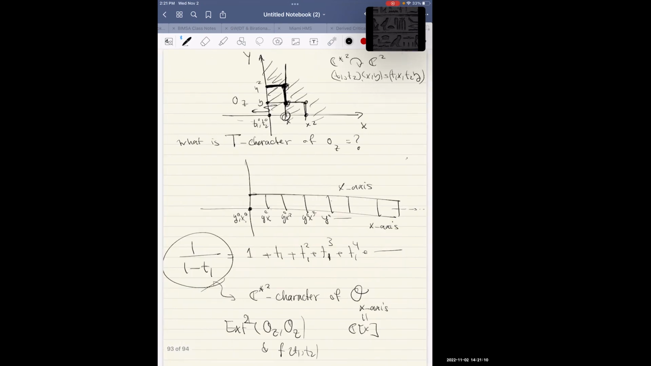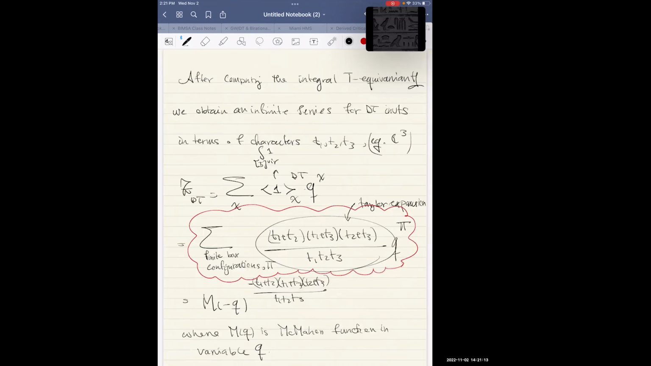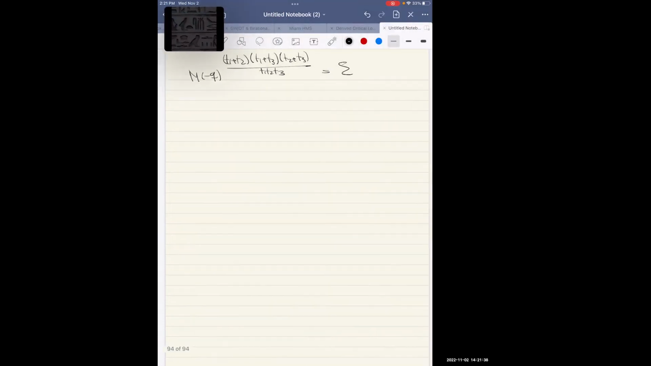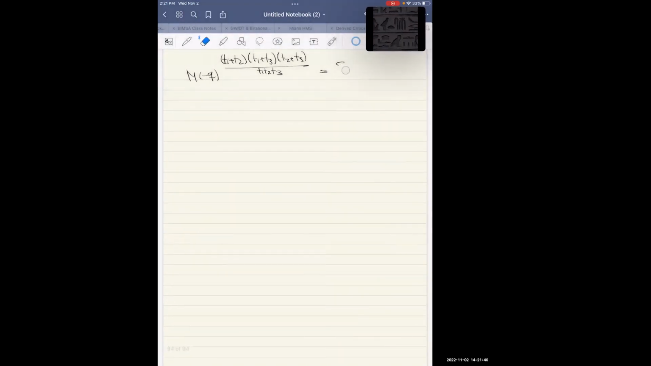Now, let's look at this formula. We obtain this M of minus q to the power t1 plus t2, t1 plus t3, t2 plus t3, divided by t1, t2, t3. This is the partition function of DT invariants, some expression in terms of T.